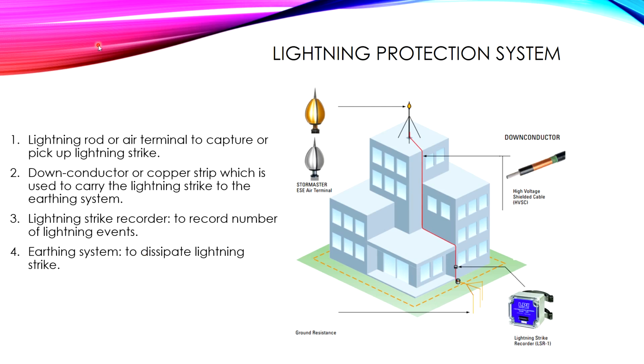Okay, so now we know that we have the air termination system, the down conductor, and finally the earthing system. The earthing system is discussed in another video using the ETAB program, how to design the earthing system using ETAB, and we discussed it using manual calculations. Okay, now what we need to learn about is the air termination system and the down conductor.